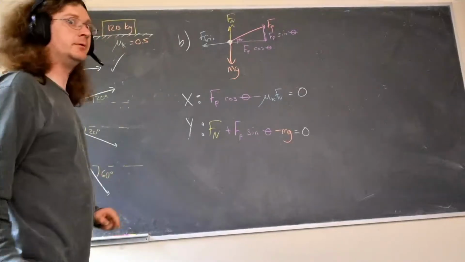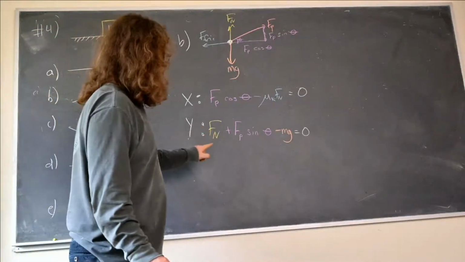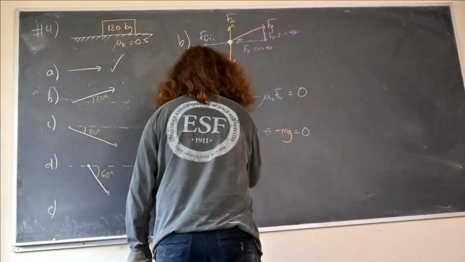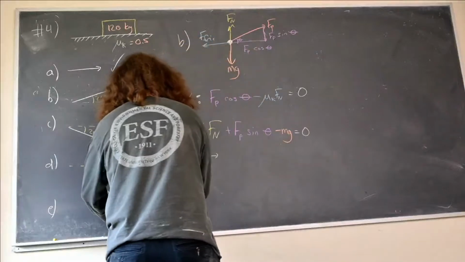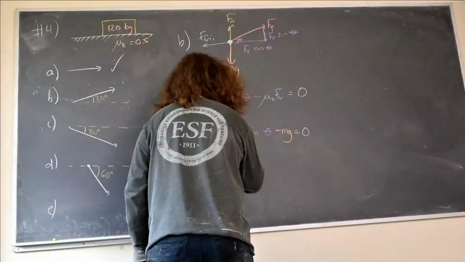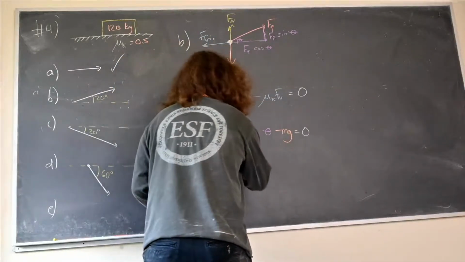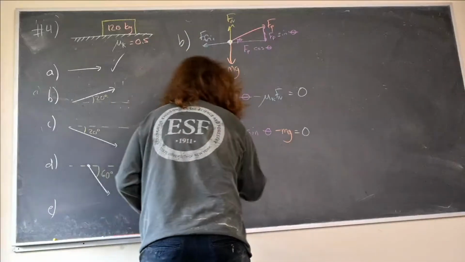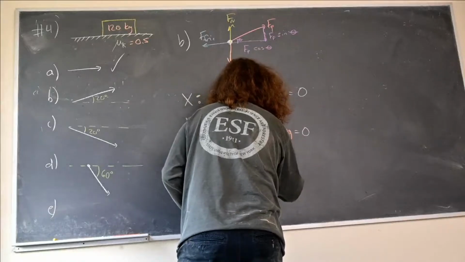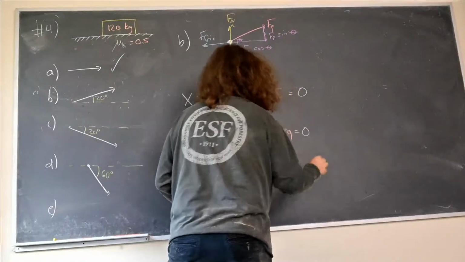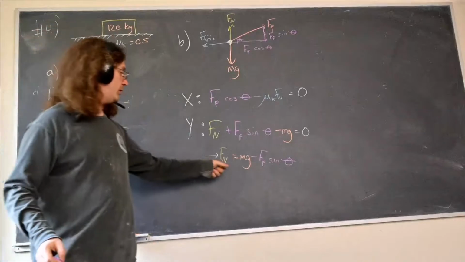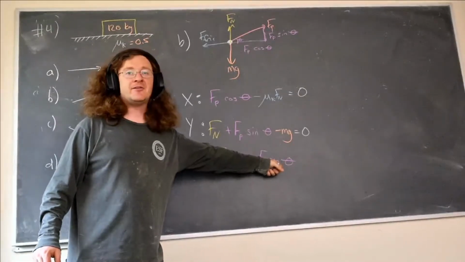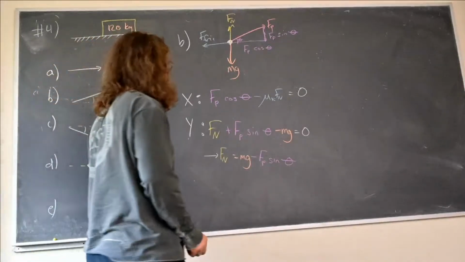So now, I'm going to do the same thing. I'm going to solve for the normal force, and I'm going to put it in here. But now what do I get? I get that the normal force is equal to mg minus Fp sine theta. Right? This makes sense. The weight the ground must support is whatever the thing weighs minus however hard I'm pushing upward.